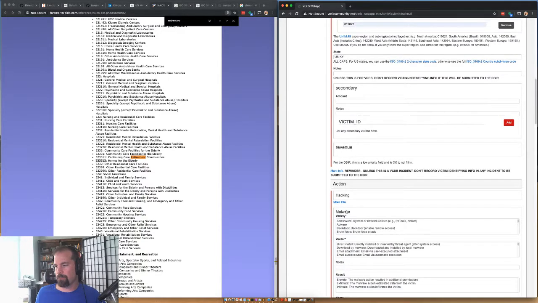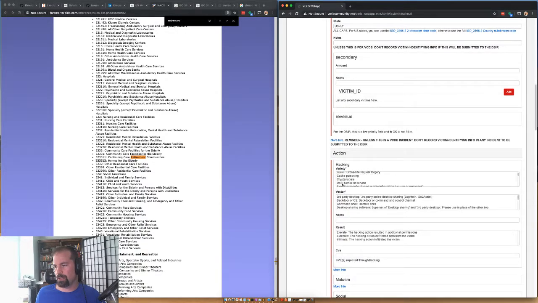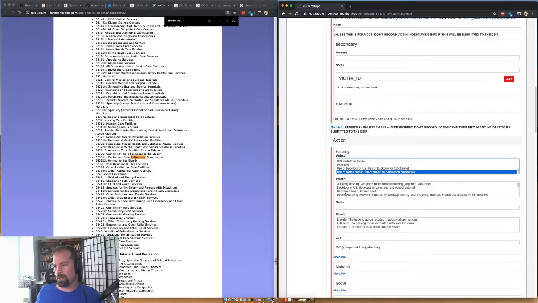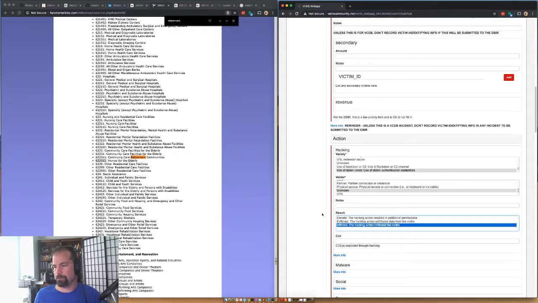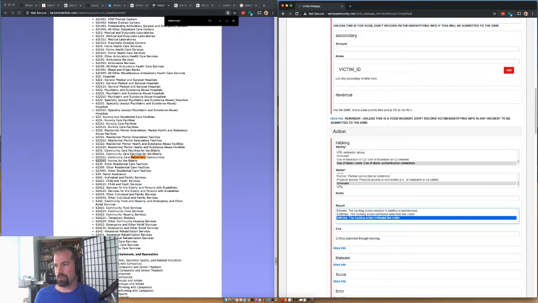Action sounds like hacking. Use of stolen credentials. And we don't know the vector. They don't say whether it's like a VPN or remote desktop or email. We know it's to infiltrate. But we don't know if there's any pivoting going on. And that's really all we know about.